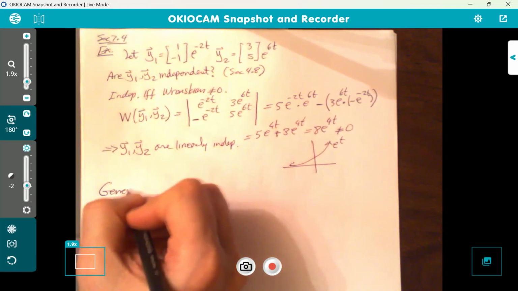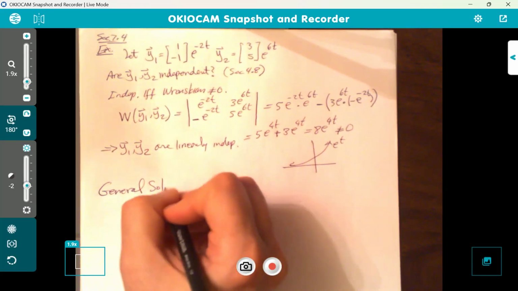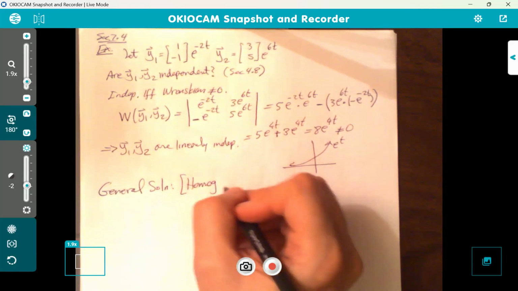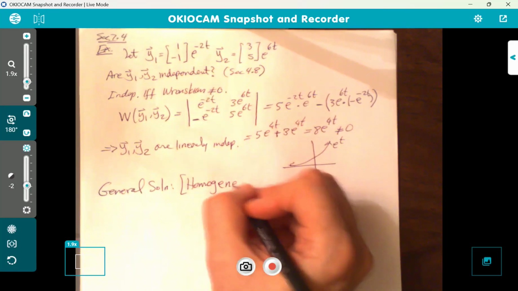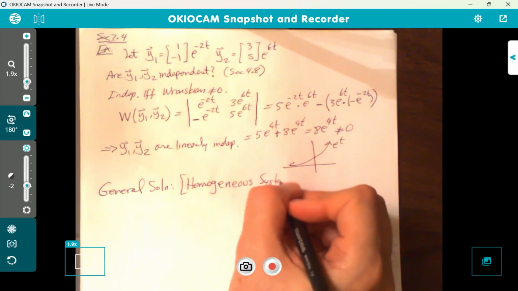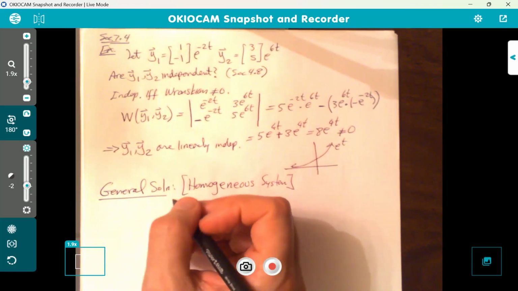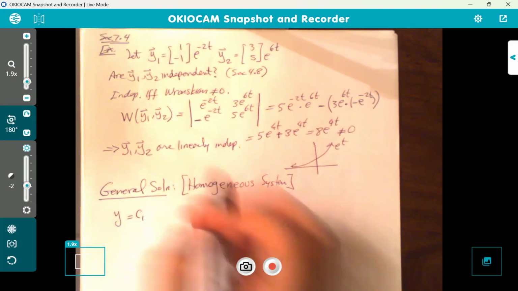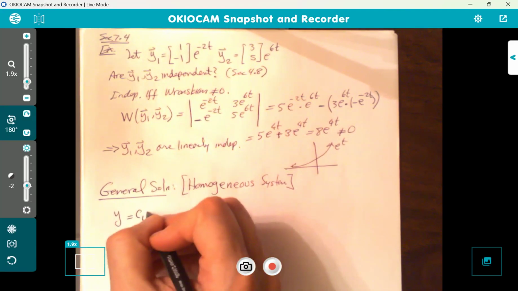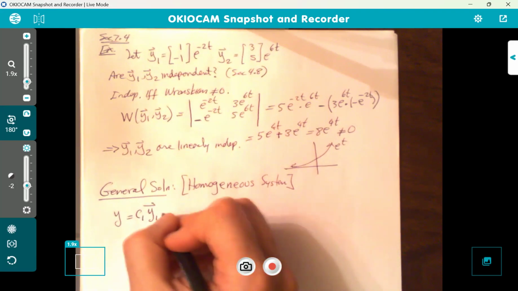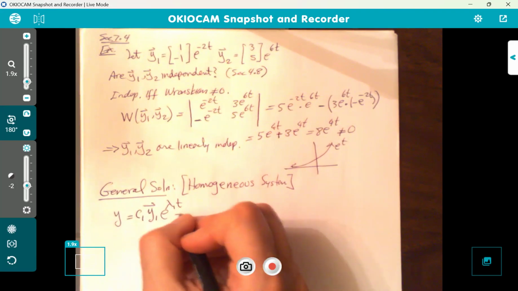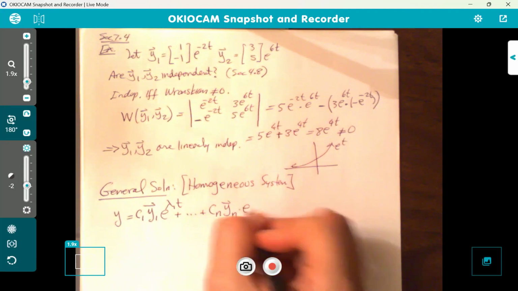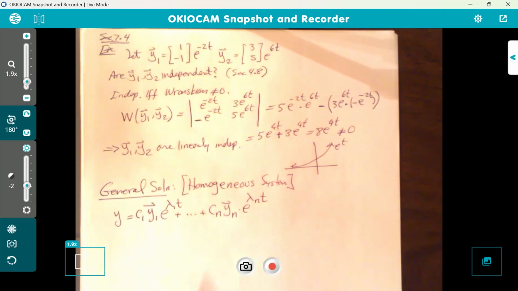Now, this part: the general solution to the homogeneous system. And that's all we're looking at in this section, folks, the homogeneous system of differential equations. The general solution ends up being like this. It's going to be y equal, and we're talking about the homogeneous system from the beginning of the section, c1 y1 e to lambda 1 t plus, and so on, plus cn yn e to lambda sub n t. That's going to be the general solution.